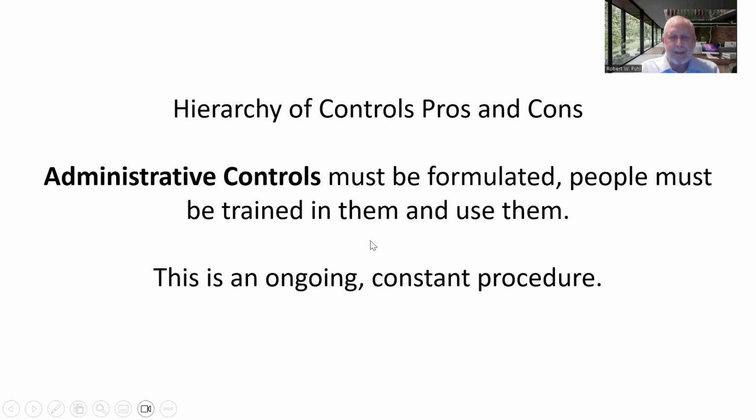Administrative controls, again, they must be formulated. People must be trained in them and use them. And that's an ongoing, constant procedure. People change, we get new people in. So administrative controls are a must. You've got to have something. You've got to have training. So even if you have something like lockouts, that's an administrative control. Even though you're using a lock and something like that, it's training. You've got to train people to do it. And they have to do it, and you have to enforce it. So there's a lot to do in administrative controls.